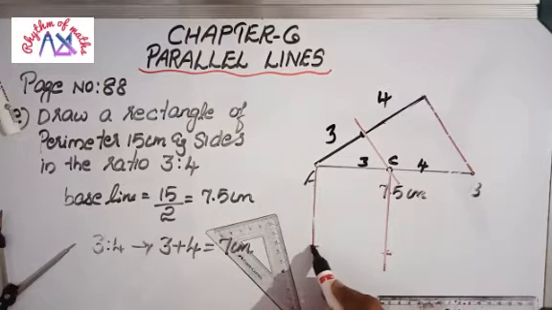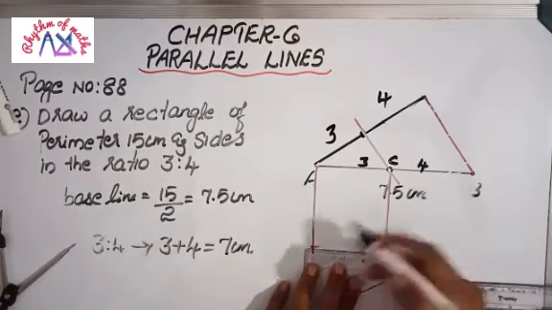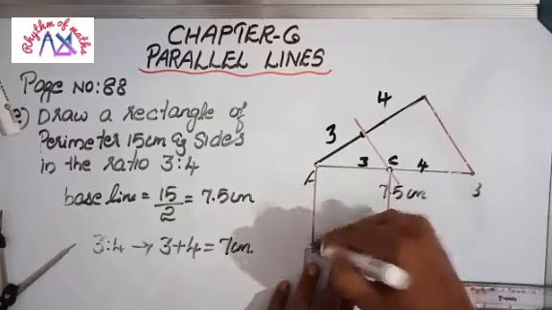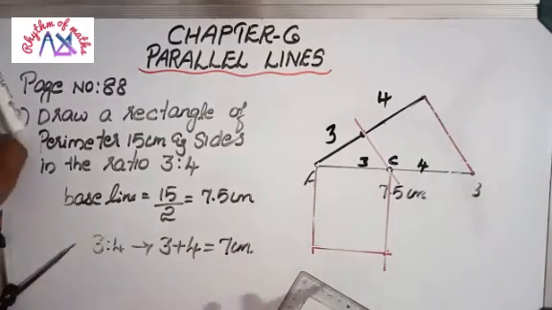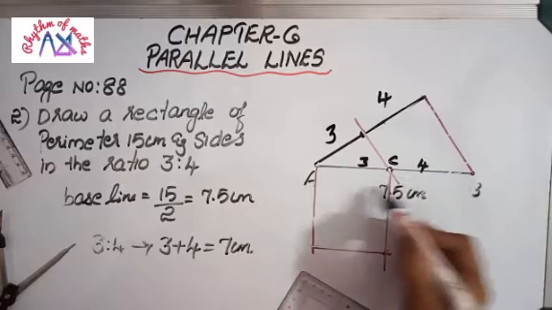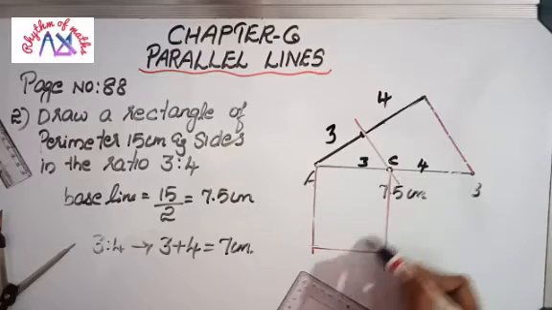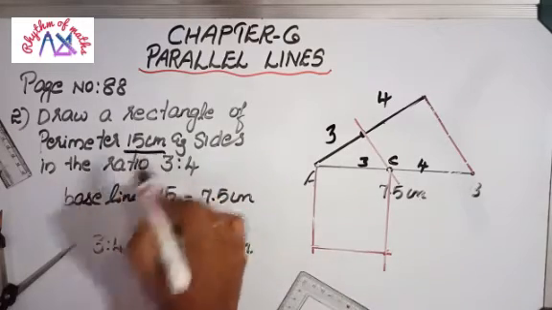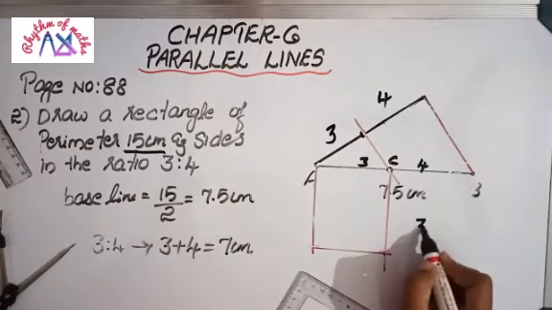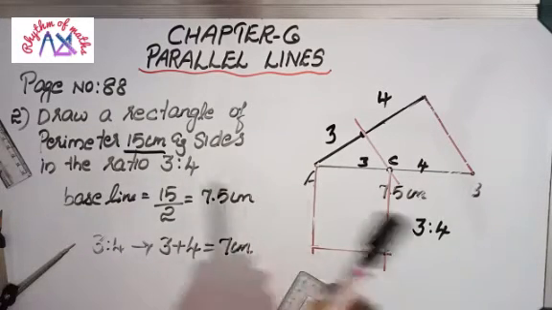So you will get 2 points here, 1 point here, 1 point here. Then join those 2 points, and you will get one rectangle. For this rectangle, the sides sum will be 15 centimeter. Perimeter will be 15 centimeter and sides will be in 3:4, because 7.5 is half of the perimeter. Sum of two sides is 7.5 centimeter, so the other two also 7.5, total 15 centimeter, and ratio 3:4. So this is a method to draw a rectangle. Very important question. This is the answer for the second one.